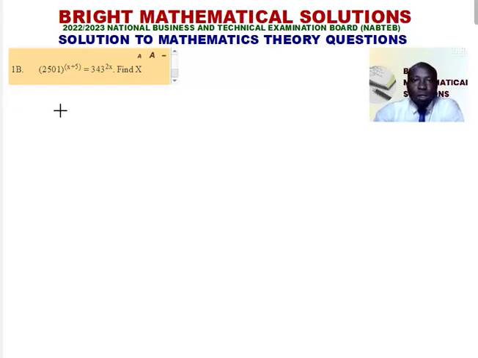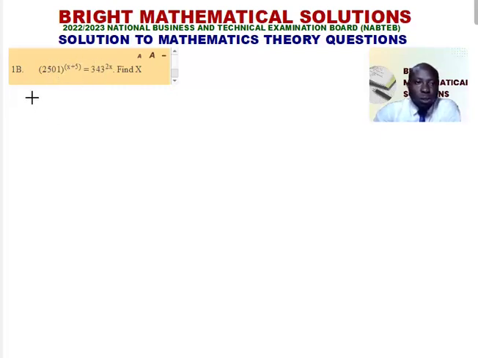We are looking at the theory parts of the 2022-2023 NABTEB examination. And today we are at question 1b, which says find x. We are given this expression and we have to look for x. Now, the first thing to do is to linearize this equation. And how to linearize this equation is by converting this expression into logarithm.